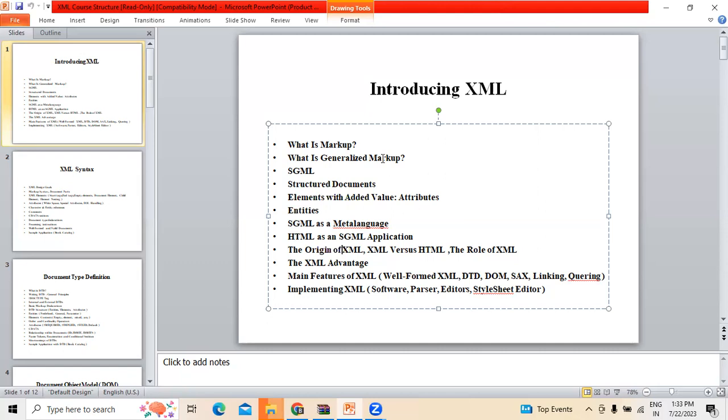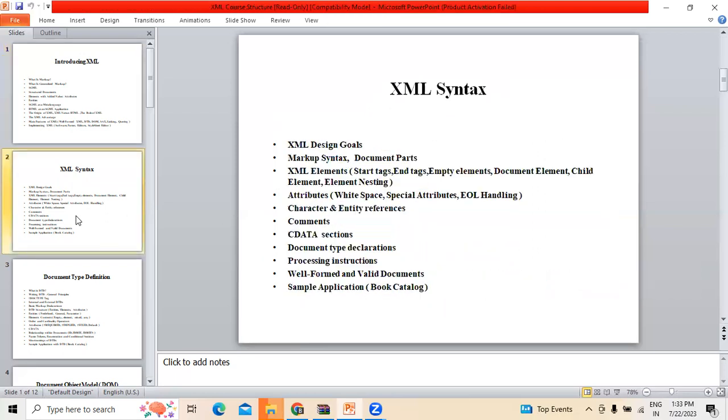application development. What are the different main features of XML we have, like well-formed XML, DTD, DOM, SAX, linking, queries, all that. At the same time, implementing XML, like what kind of software, parsers, and editors, followed by the style sheets and everything else that is required. So this is all about the introduction part, which I'm going to cover. This is what generally the complete understanding of XML is, what the intro part was.